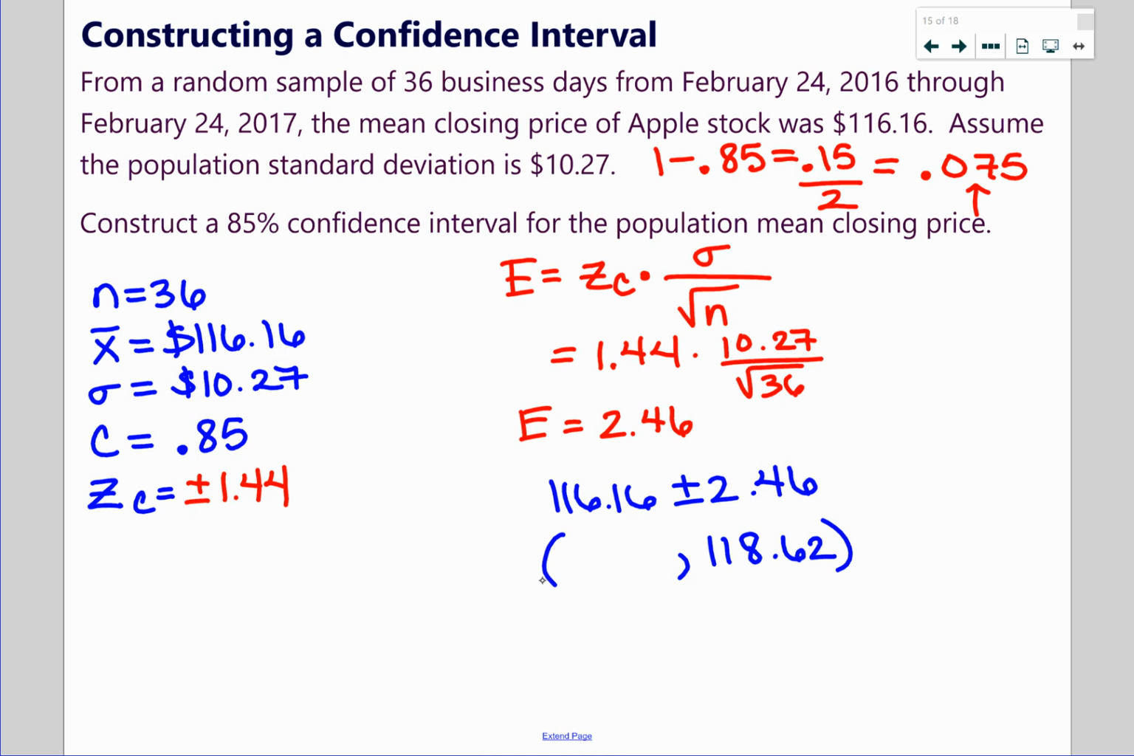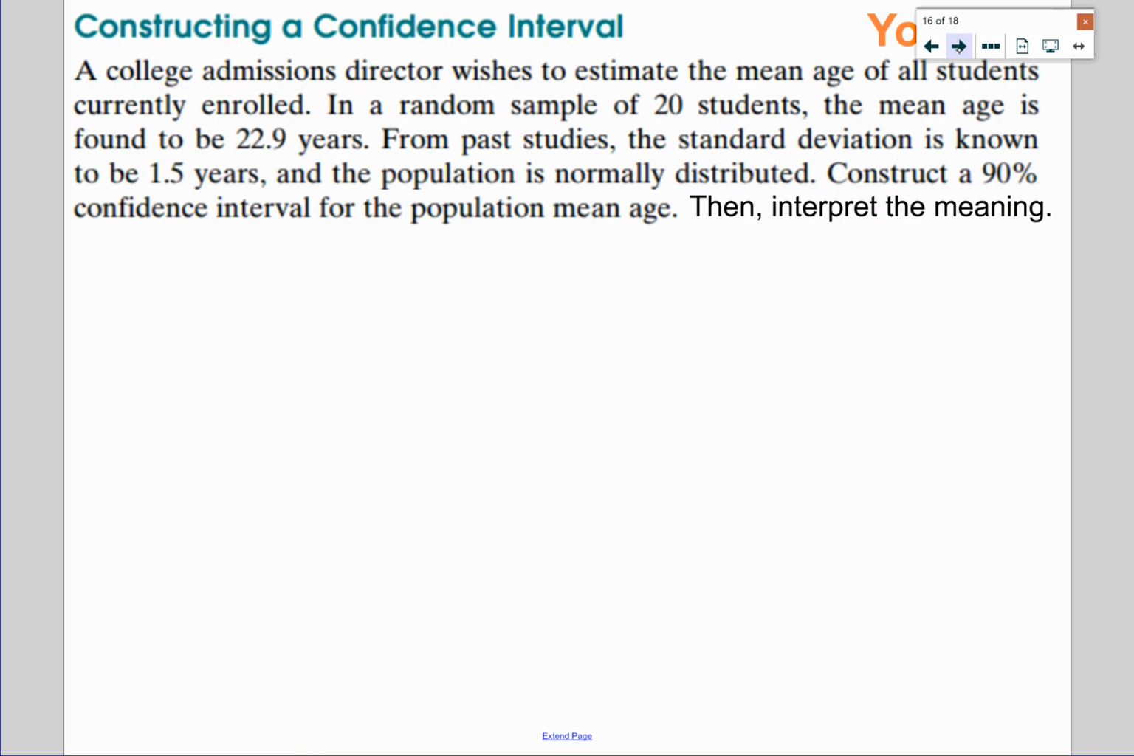116.16 minus 2.46 gives me 113.7. I'm going to say 70 again because everything here is dollars and cents. So if I were going to interpret this, I would say that there is an 85% probability that the population mean, so the mean of all stock closing prices for Apple over that year, is between 113.7 and 118.62 dollars and cents, of course. Okay? Make sense? All right, you guys try the one on the back now.